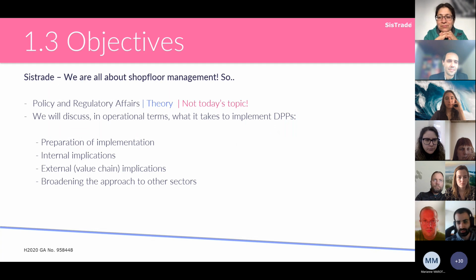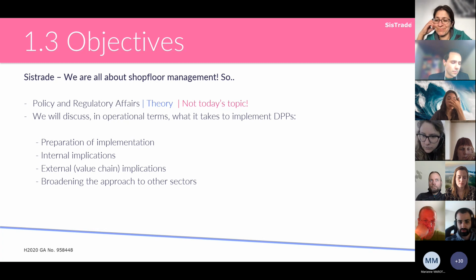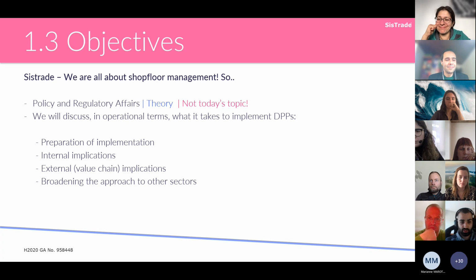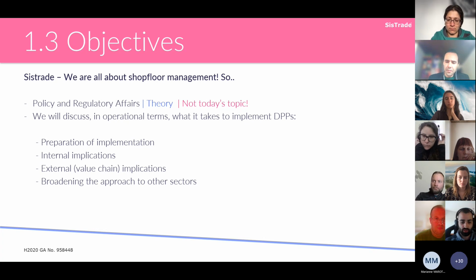For these sessions, as Sistrade, we are shop floor management. We work with ERPs, MES systems, and we know about concrete implementations. Today we are not going to talk about policy and regulatory affairs. That's not today's topic. We will discuss in operational terms what it takes to implement DPPs, the preparation of implementation, internal or external value chain implications, and also we're going to broaden the approach to other sectors.